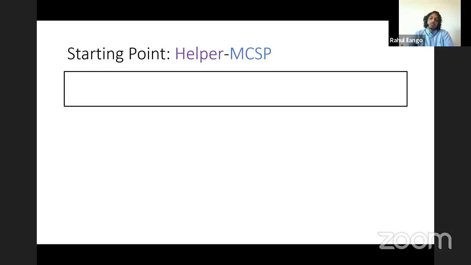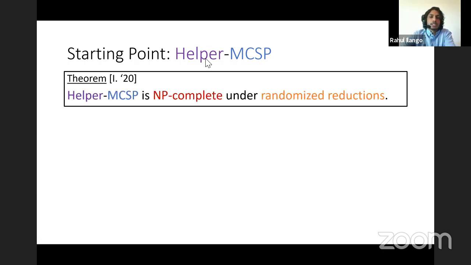So there was this result that said that this other version of MCSP that I'll call helper MCSP is NP complete under randomized reductions. And what exactly is helper MCSP? I'll describe it for you.